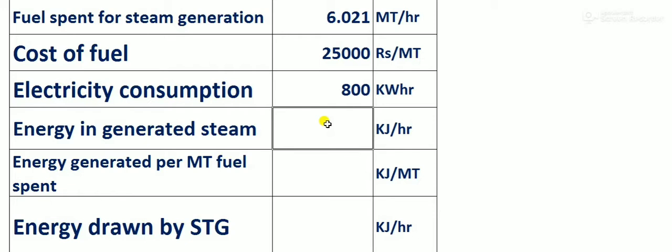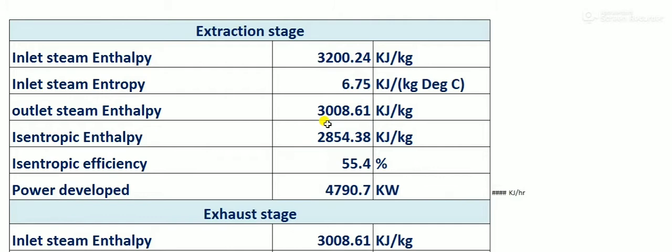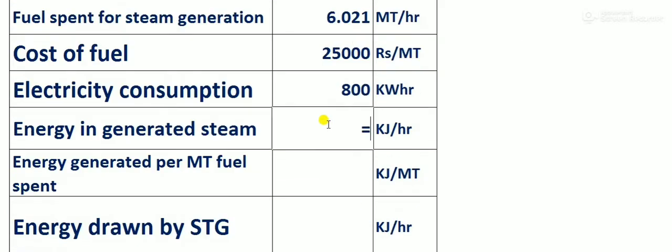That energy, that is, we have the enthalpy in kilojoule per kg. That enthalpy is 3200.24 kilojoule per kg. Our generation is 90 tons per hour. So that 90 tons we want to convert into kg, so we multiply by 1000. For unit conversion, we need kilojoule per hour. This enthalpy is in kilojoule per kg, and this is in kg per hour, so we got kilojoule per hour. This is the energy stored in the generated steam from the boiler.